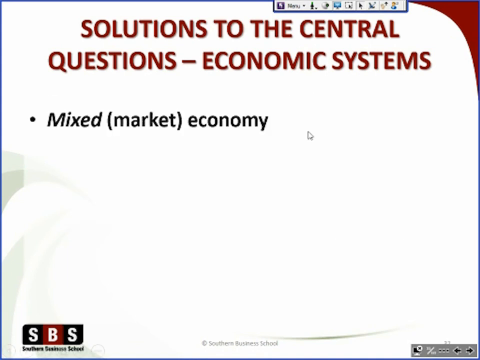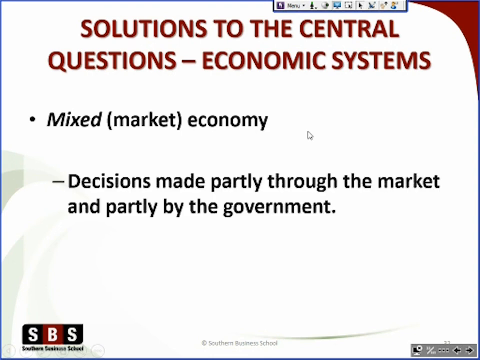And then there's a mixed system. That's the South African system. Decisions are made partly through the market and partly through the government. I think we all know that. South Africa has got a typical mixed economic system. So that is the most important part of all the systems. You've got to understand that South Africa has got government planning.